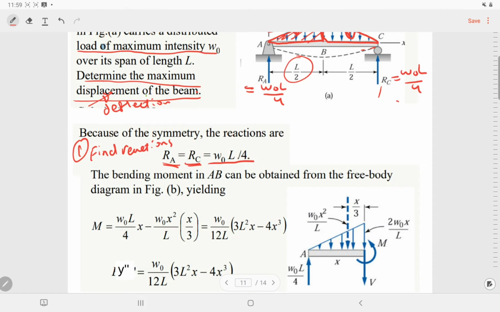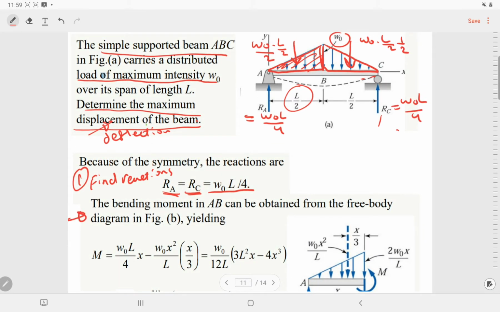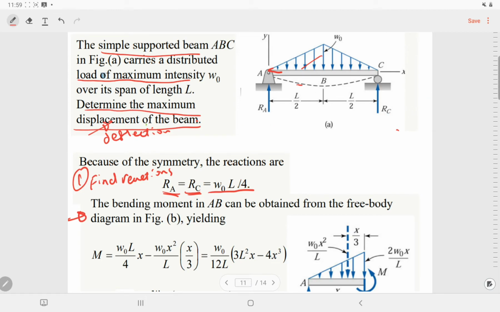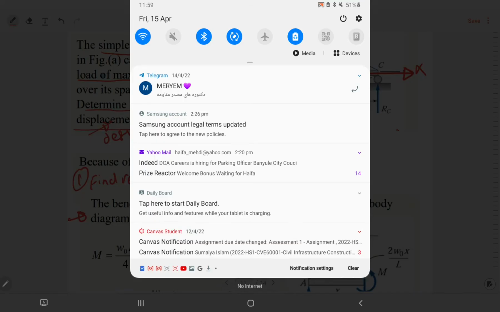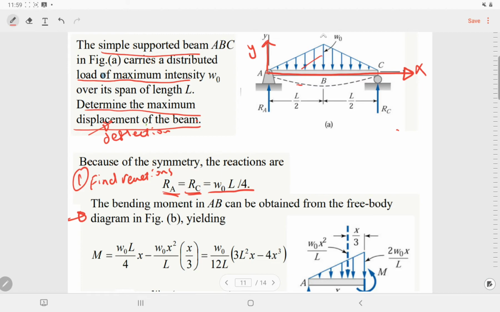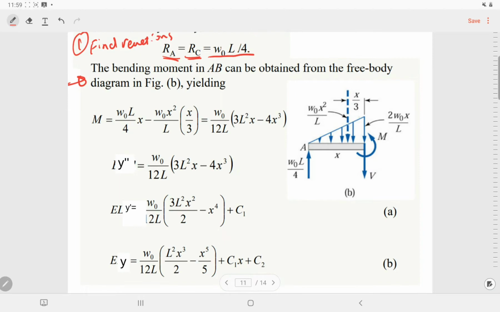After that, the second step is to find the moment equation. How can we find the moment equation? I'm going to assume the axes: you see here the y-axis, and this one is the x-axis. Because it is symmetric, I'm going to take just half of the triangle. So we have this is x.